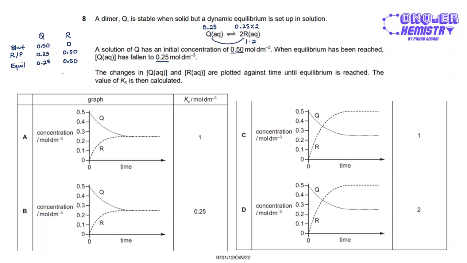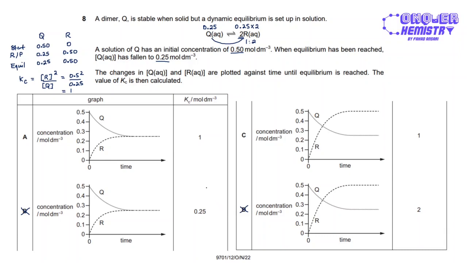Now that we have these equilibrium concentrations, the next thing is to write the Kc expression. We have the concentration of R, that is the product, because we have 2 moles of it over here. So this is going to be squared divided by concentration of Q. So we plug these in. This is going to be 0.5 squared divided by 0.25. And so this works out to be 1. All right. So that automatically eliminates options B and D because the Kc is incorrect.